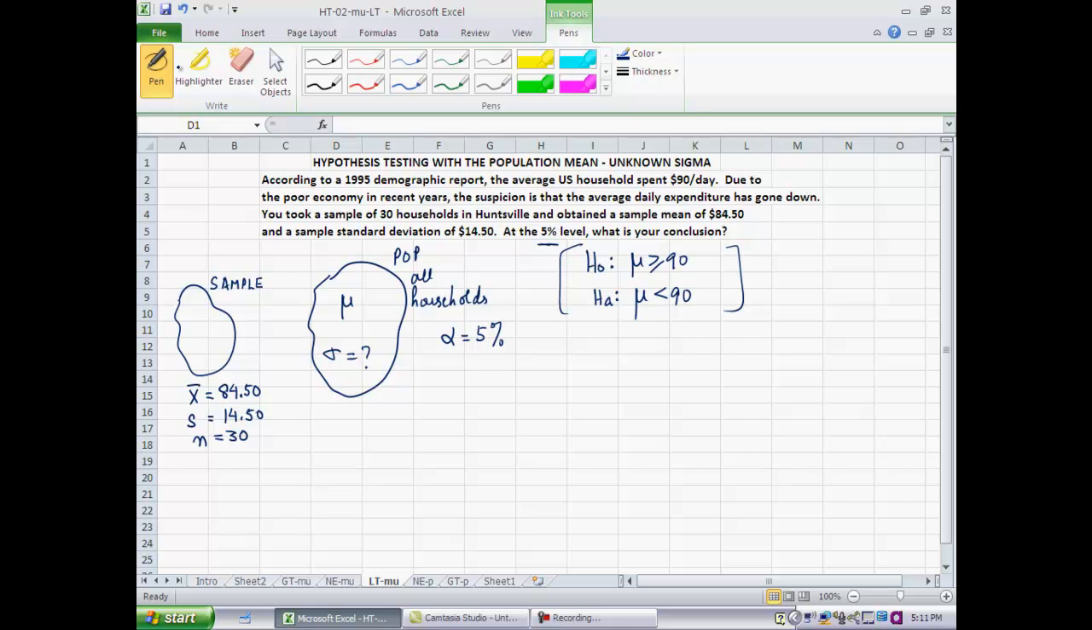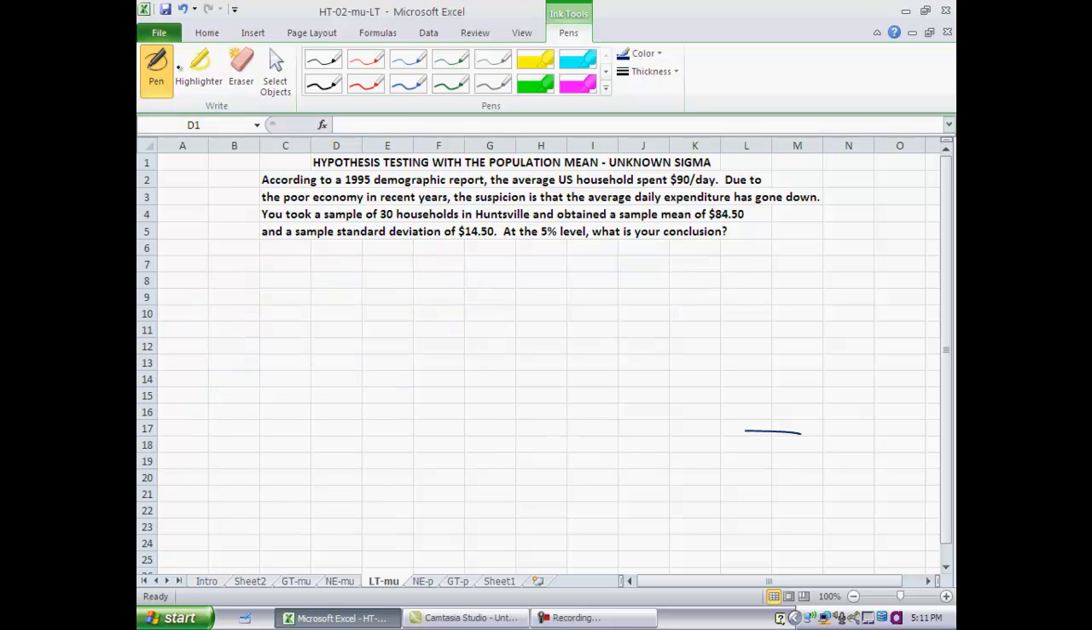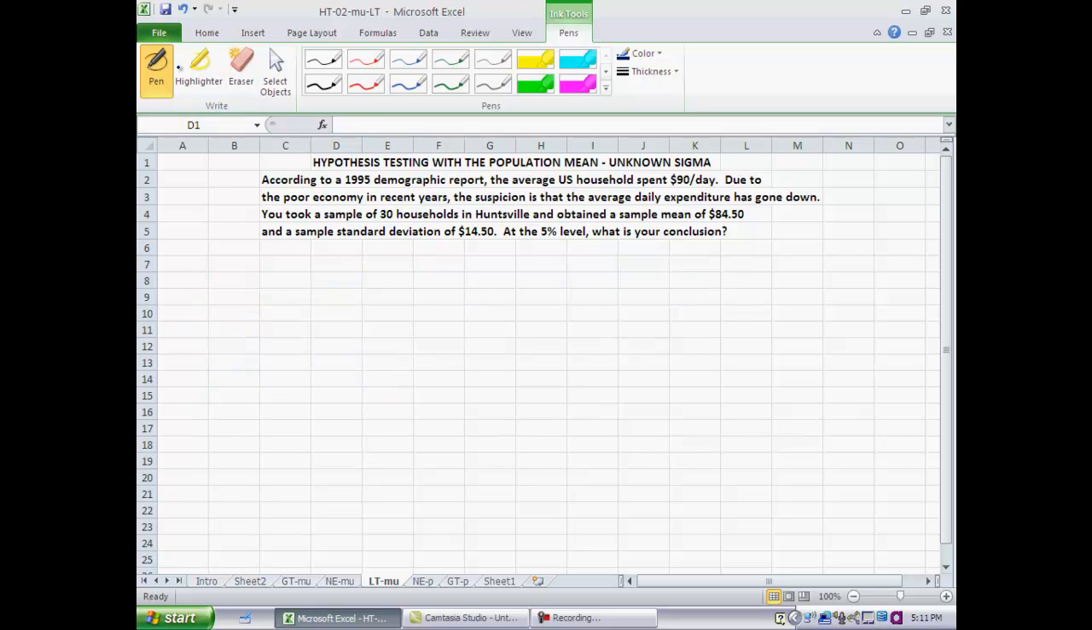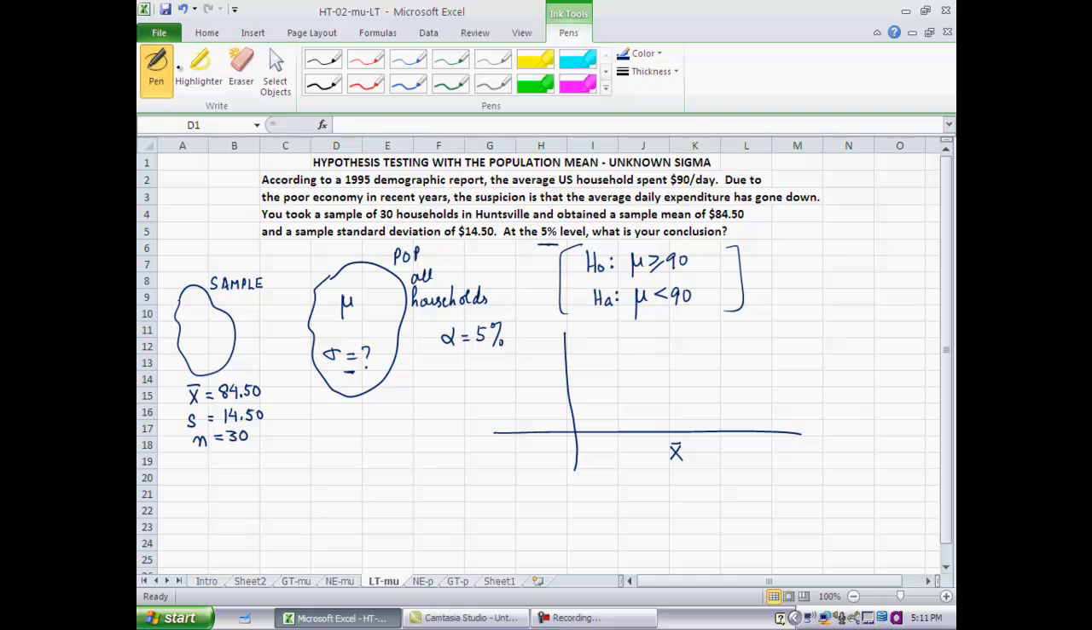The next step, of course, would be to go see what our sample tells us. And what our sample is telling us is that the sample mean is $84.50. The sample standard deviation is $14.50. You can see we don't know the population standard deviation. So when we don't know the population standard deviation, you have recalled from our discussion during confidence intervals that the sample mean has a t distribution, because we substituted the sample standard deviation in place of a known population standard deviation. We have introduced more uncertainty. So the sampling distribution ends up being a little fatter.